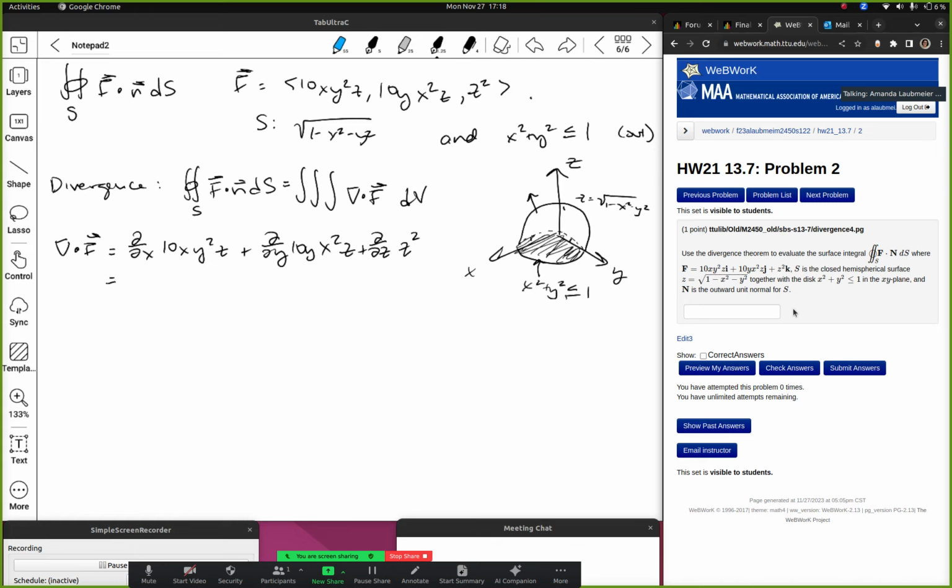The derivative of 10xy squared z with respect to x is just 10y squared z. The derivative of 10yx squared z with respect to y is just 10x squared z, and the derivative of z squared with respect to z is 2z.